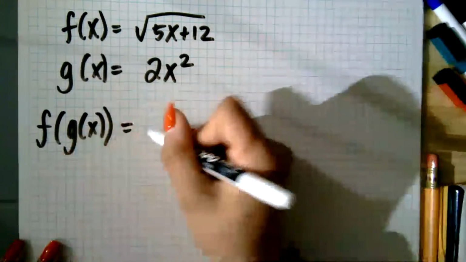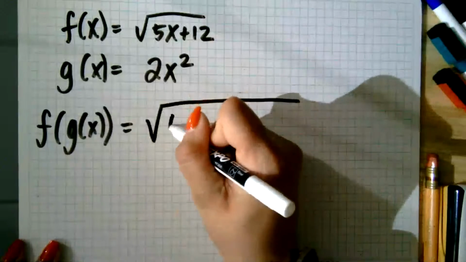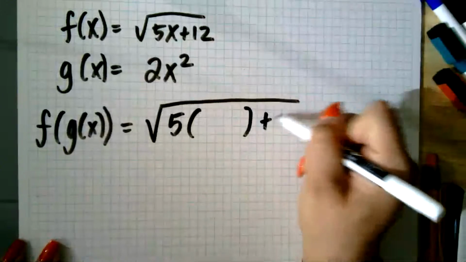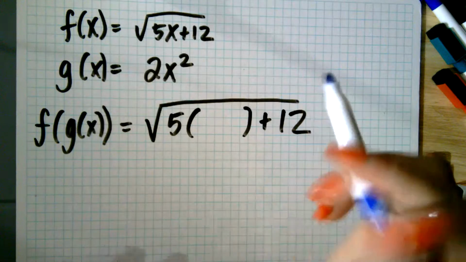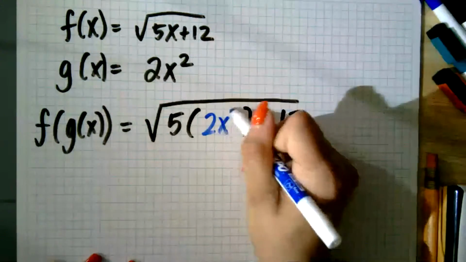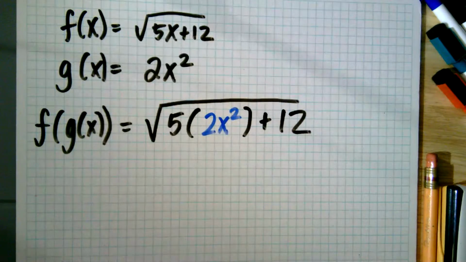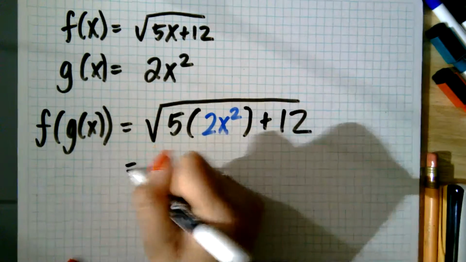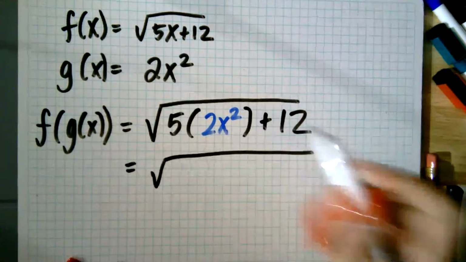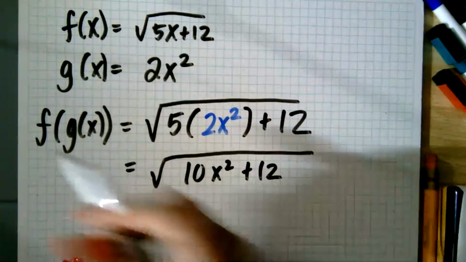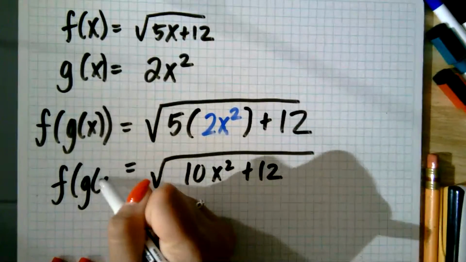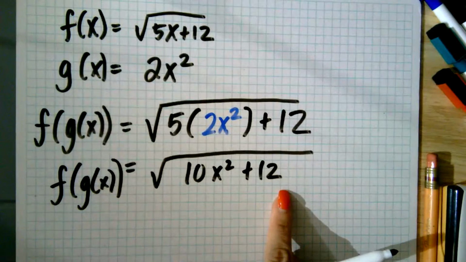So again, here's the bone structure. And what am I doing? I'm putting the baby inside the bone. So right there. And now I get to simplify. So this becomes 10x squared plus 12. So f of g of x becomes 10x squared plus 12.